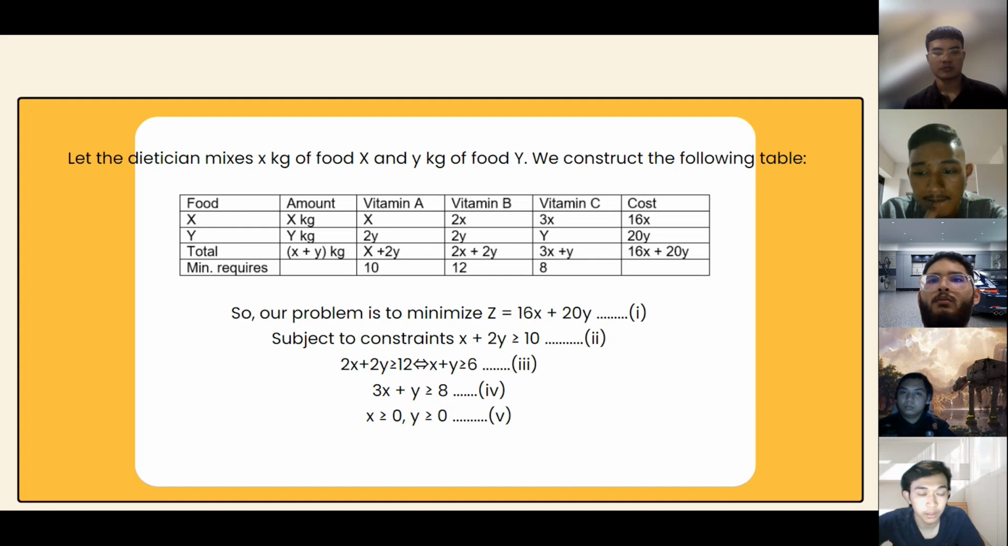I will explain about question 3, which is linear programming. This question is about linear programming where the dietitian mixes weight of food X and weight of food Y. We construct the following table. The first step is our problem, which is to minimize Z equal to 16X plus 20Y. Then the second step is subject to constraints: X plus 2Y more than or equal to 10, 2X plus 2Y more than or equal to 12, which is X plus Y more than or equal to 6, 3X plus Y more than or equal to 8, and X more than or equal to 0 and Y more than or equal to 0.